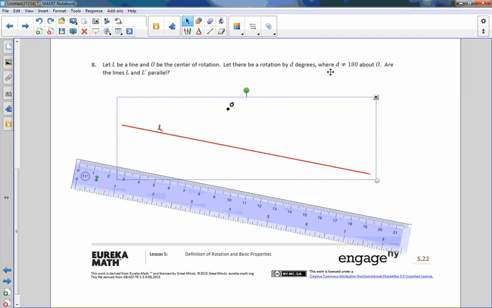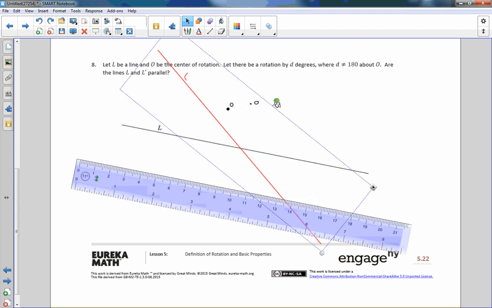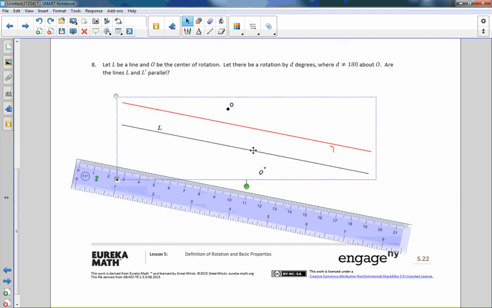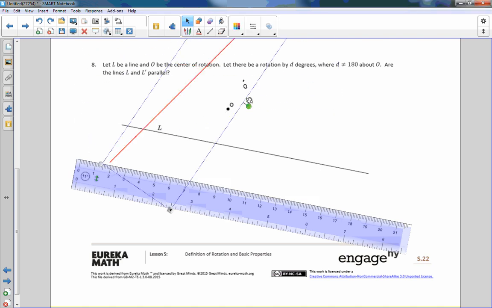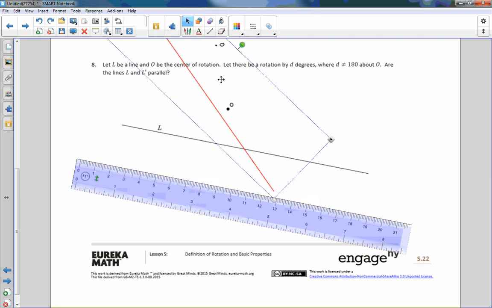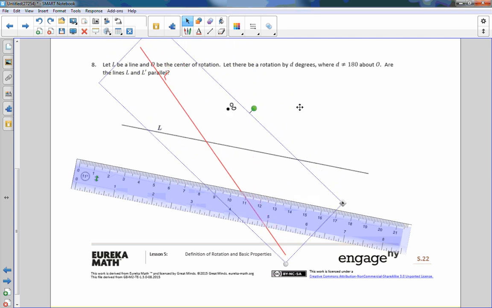Okay, so what they said here is rotate it where the degree of rotation is not equal to 180. So watch what will happen if I rotate this 180 degrees. In other words, turn it upside down, and O is still on O. So we rotated about O 180 degrees. These two lines are still parallel if I rotate it 180 degrees. But they said rotate it where the degree is not 180 degrees. So now I'm going to rotate that any angle measure less than 180, so how about right here?